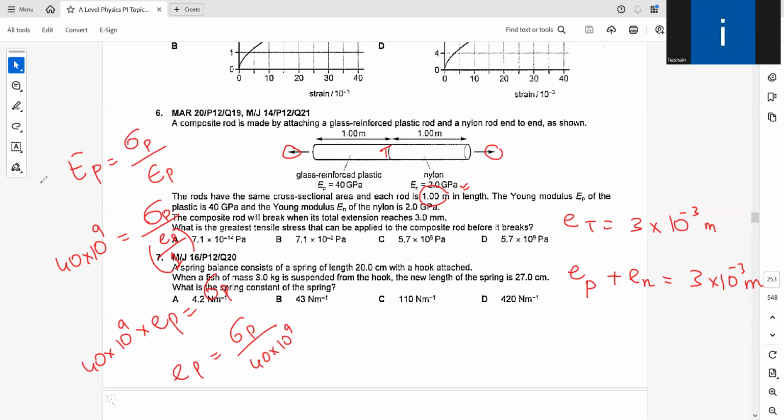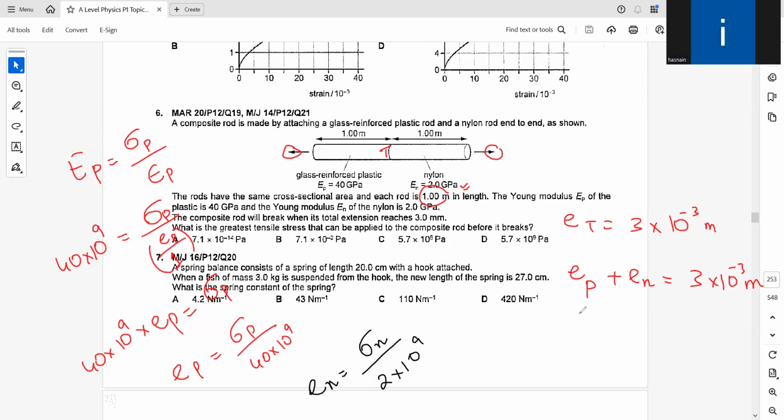In the same manner, the extension in nylon should be stress in nylon over Young's modulus of nylon, which is 2 exponent 9. Yeah. So now we can have the total tensile stress. One important piece of information I'm going to see is, okay, the stress here should be the same. The reason is they're going to apply a tensile force on both of the sides. So stress essentially stays the same here, right?